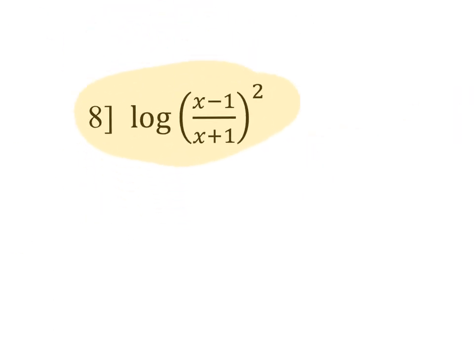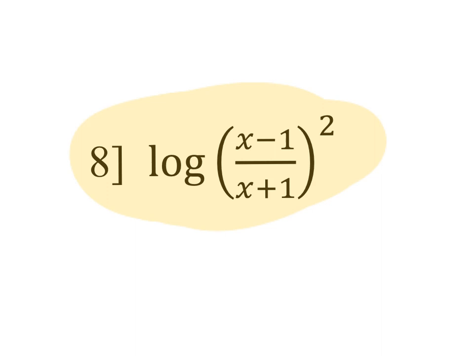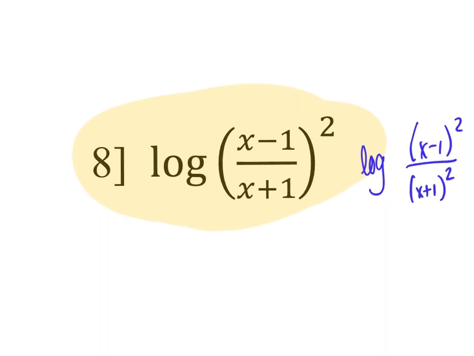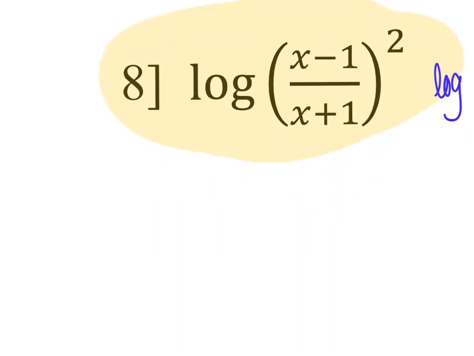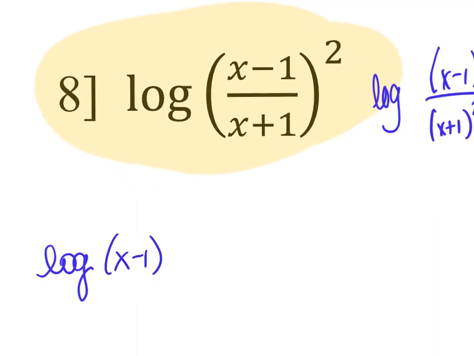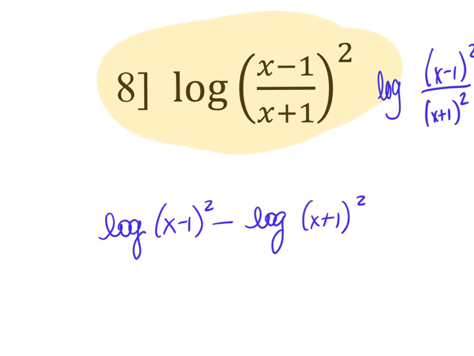Look, guys. This 2, does it go to just the numerator? No, it goes to both the numerator and the denominator. So I'm going to rewrite this real quick as log of x minus 1 squared over x plus 1 squared. The first thing I see is a big division sign. Division means subtraction. So it's log of x minus 1 squared minus log of x plus 1 squared. Do you see why I'm keeping x minus 1 and x plus 1 in parentheses? Because they have a plus or a minus sign in them, they're stuck together. You can't just separate them.